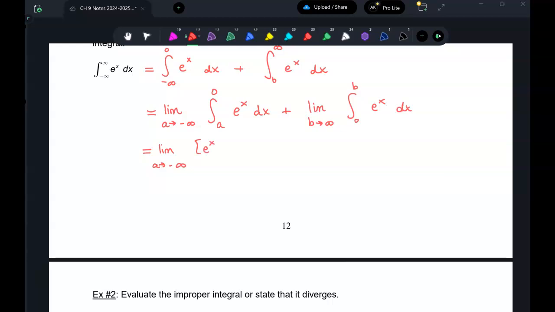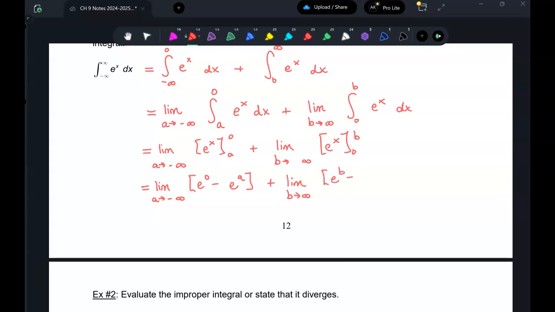e to the x from a to 0, right? And then we have, oh, that is not nice. e to the x. That's also negative. No, sorry. Okay, there we go. Good catch, though. Now we want to plug in e to the 0 minus e to the a, right? So we want to evaluate our limits of integration, and then the very last thing, this is where we're going to do the limit.